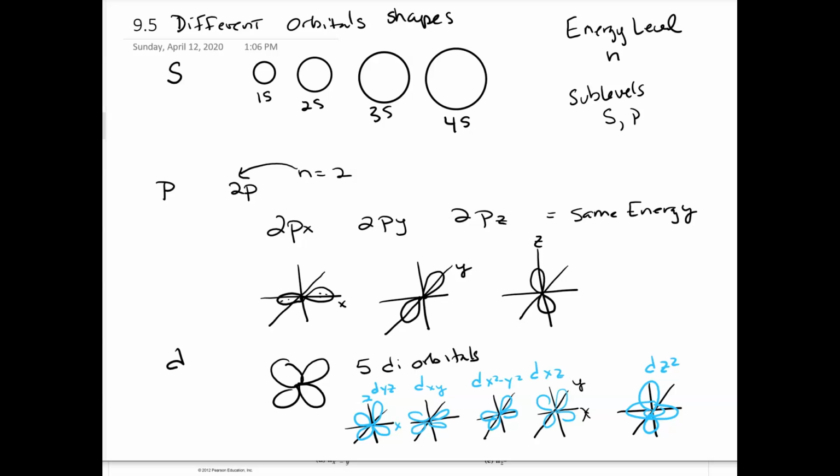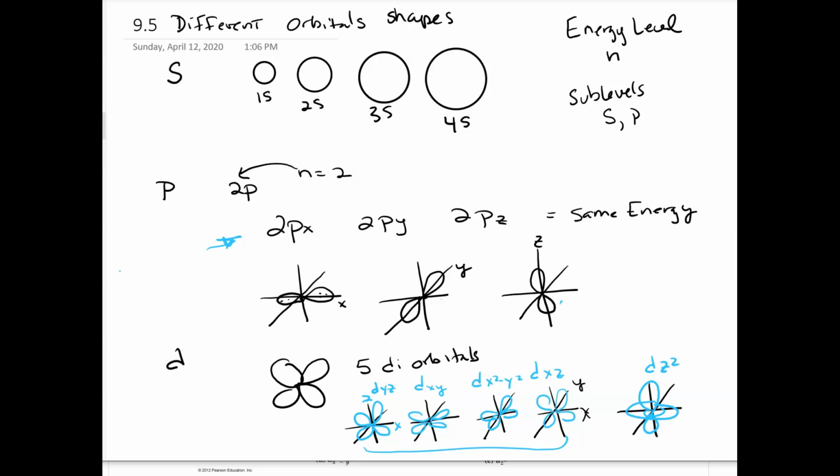They all, even though I haven't drawn them exactly to scale, have the same average distance between the electron and the nucleus. And that's easier to see for the other four, because they have the same shape, they're just rotated.